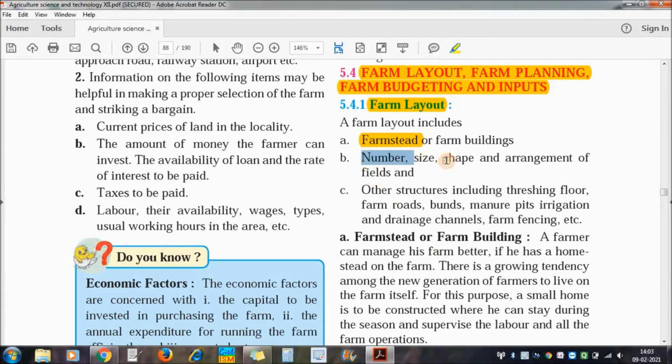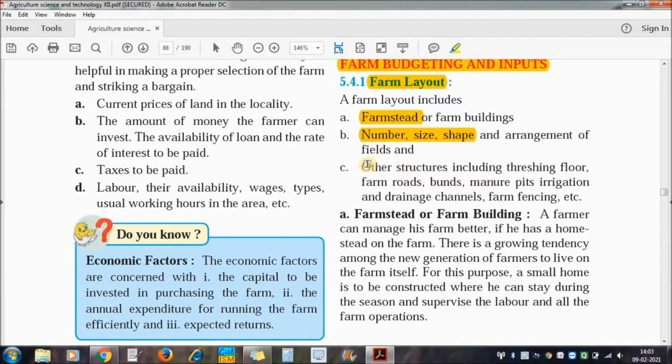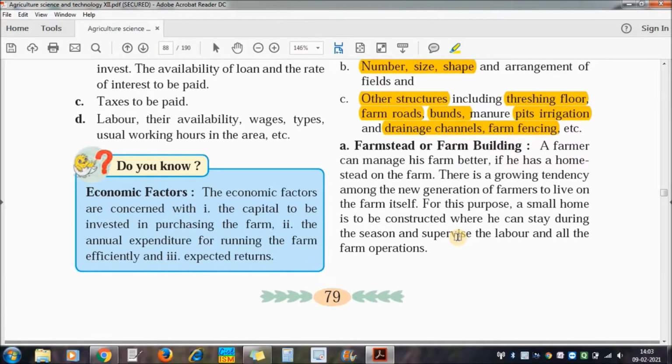Second, the number, size and shape of the fields. Third, some other structures like threshing floor, farm roads, barns, manure pits, irrigation and drainage channels, farm fencing and others. So these three things must be included. Let us go one by one. First, in the farmstead, these are called farm buildings also.